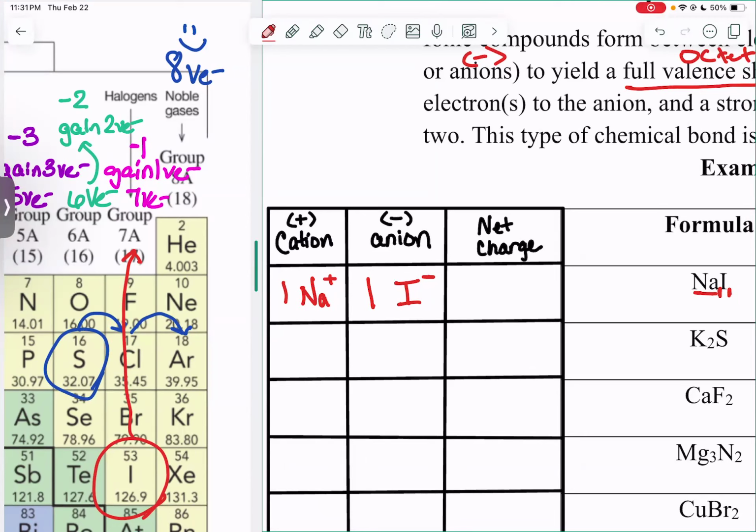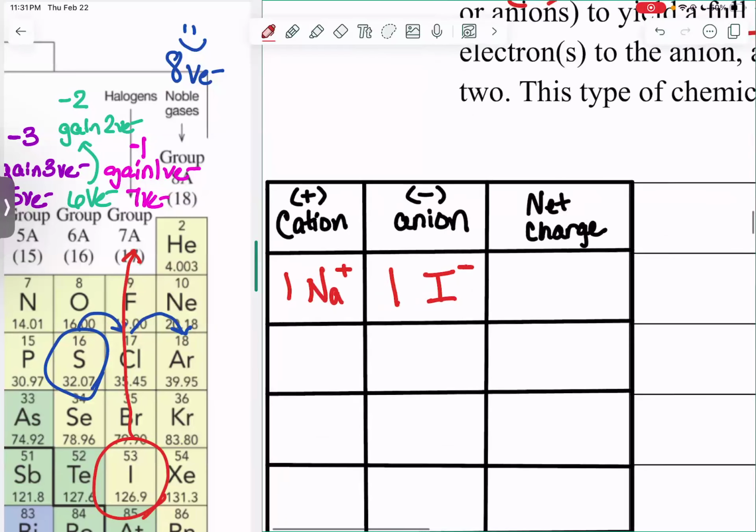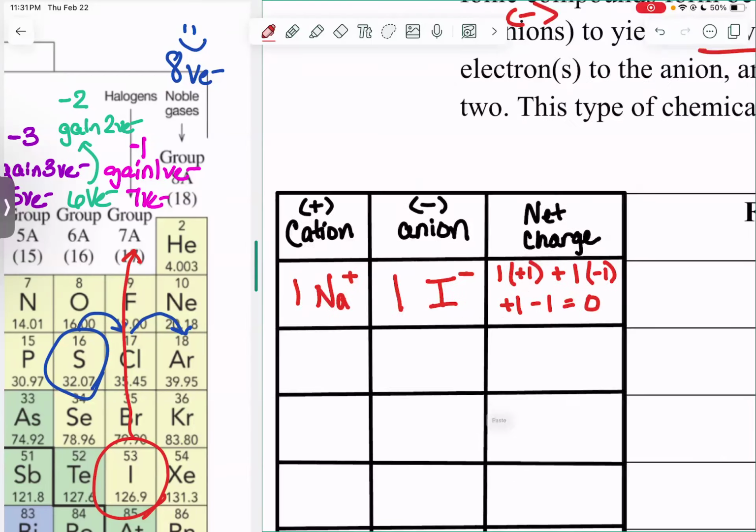What I want you to do is figure out the net charge. The way you do this is you take the number of each. I have 1 sodium ion, so that's my 1, and I multiply it by the charge, which is +1. Then I add the positive charges to the negative charges. For the anions, I have 1 atom that is a -1. So a +1 and a -1 give me a net charge of 0. That's how I know my formula is correct. So I want you to do that for all of them.